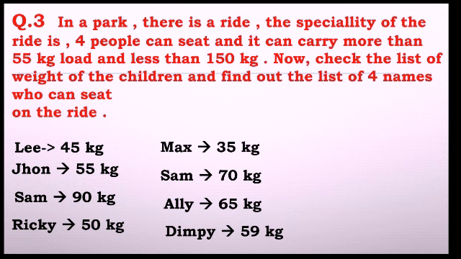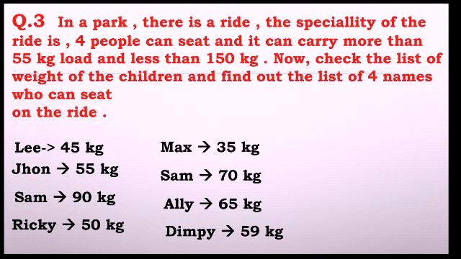Now check the list of weights of the children. Below, I have given the weight list of the children. Find out the list of 4 names who can sit on the ride. That means you have to find out the group of 4 names who can sit on the ride together. So first of all, you have to take the names and make the chart. That means you first have to find out the total weight.